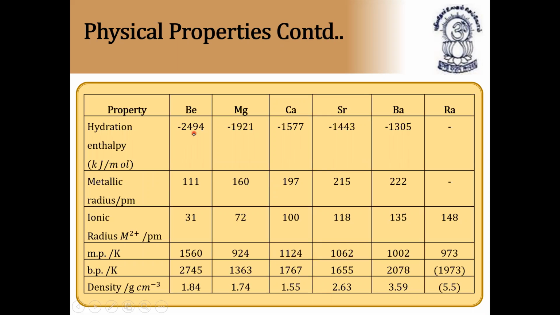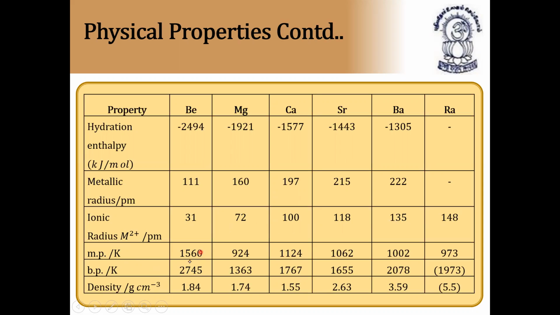Next, hydration enthalpy, it is minus 2494, minus 1921, minus 1577 kilojoules per mole, minus 1443, minus 1305 kilojoules per mole. So, what do you understand by this? The hydration enthalpy decreases down the group. And metallic radius, it is 111, 160, 197, 215. So, down the group, the metallic character increases. Barium is more metallic than beryllium and so on. Next, ionic radius, 135 for barium, 118 for strontium, 100, 72, 31. So, down the group, ionic radius increases.